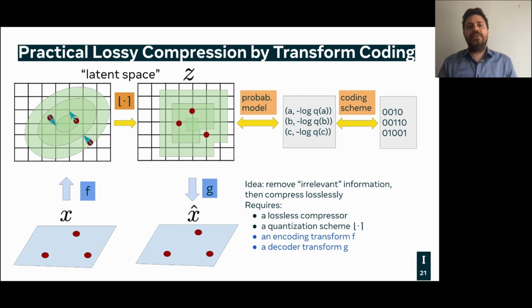Now, in this context, we often like to denote data in the original space with the letter X, and we will call the space in which we quantize the data latent space and call the corresponding variables Z. The reconstructed data, which we obtain by applying the encoding and decoding transforms along with quantization, will then be denoted by X hat.